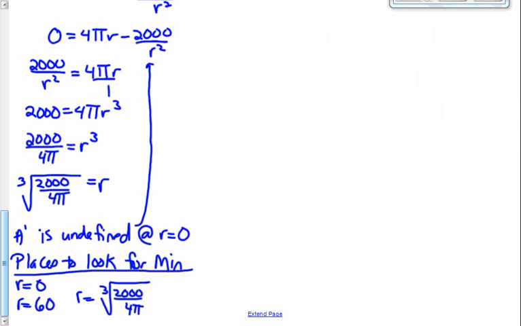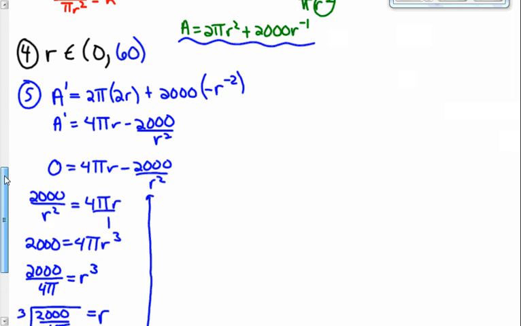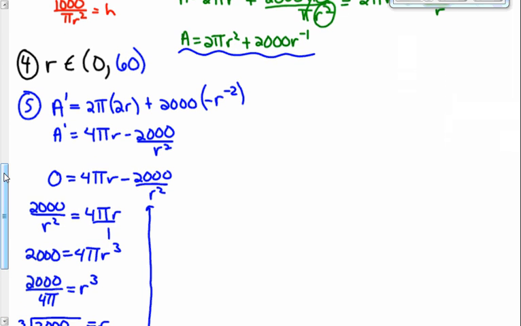Now, if you so chose, you could do the first derivative test. The recommendation is second derivative test. It usually makes things a little bit easier. And again, you could use first derivative test if you wanted to. So step 6, second derivative test.